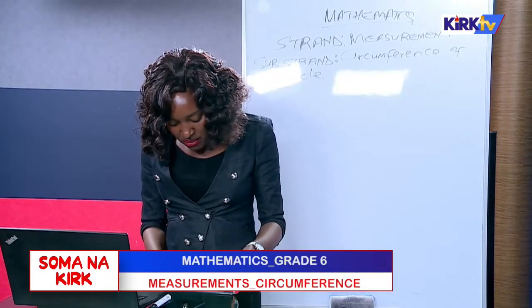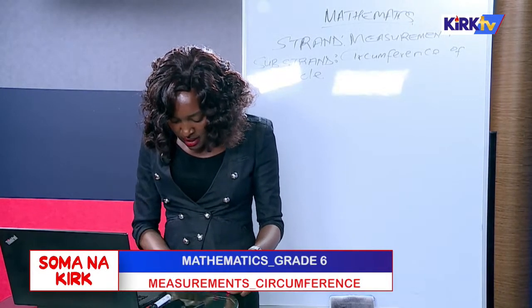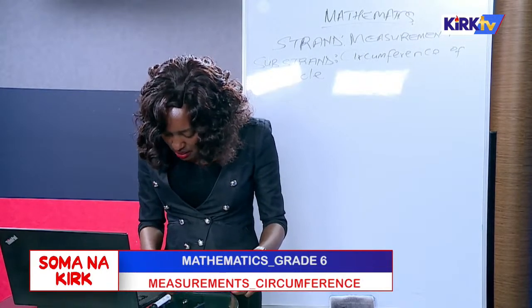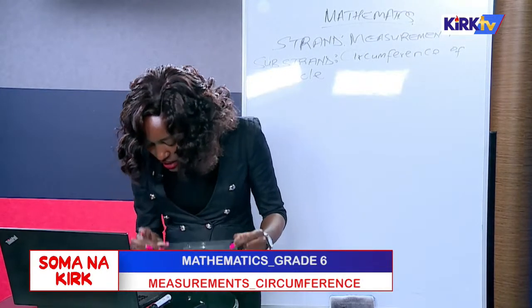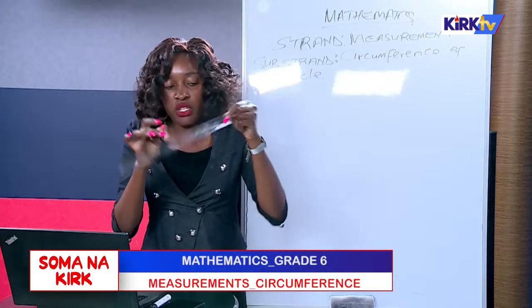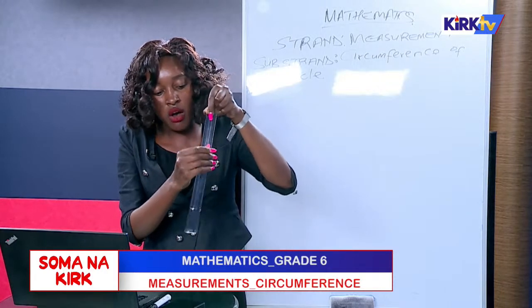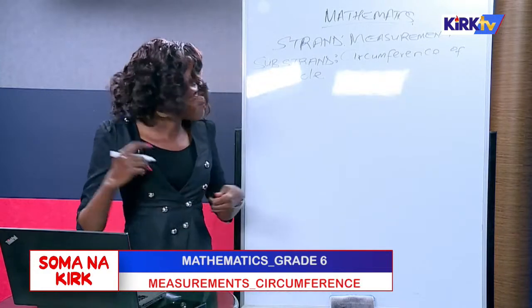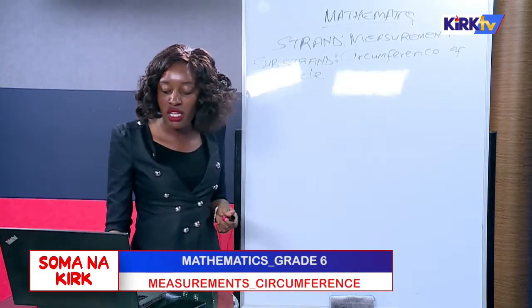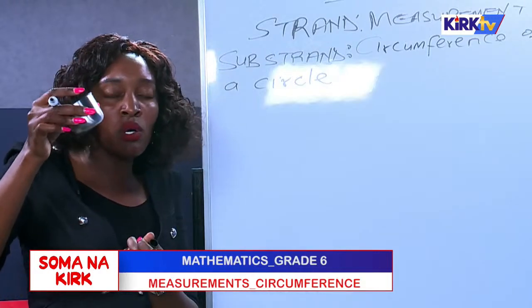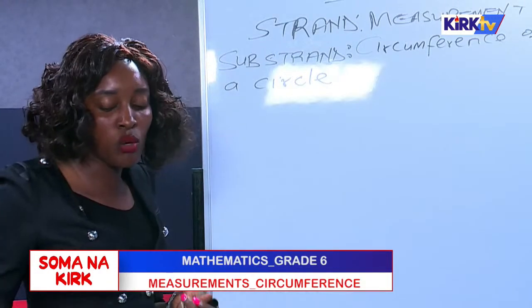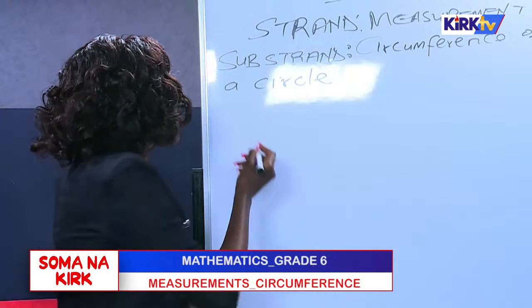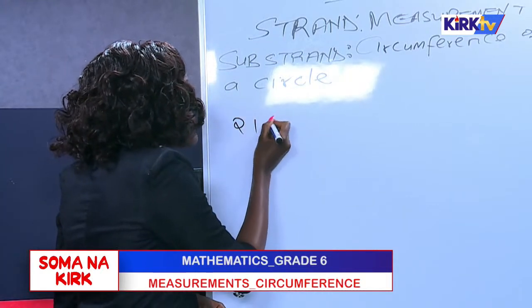And so after measuring, mine is 21. Mine is 21. I don't know about yours. So after measuring that, you record the measurement around your cylindrical item or your circular object. My measurement is 21 centimeters.